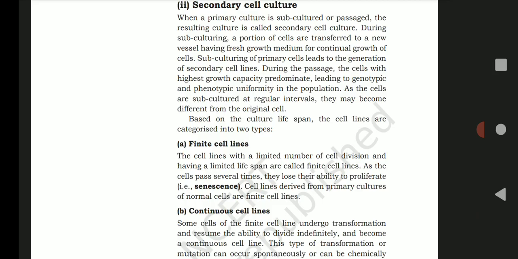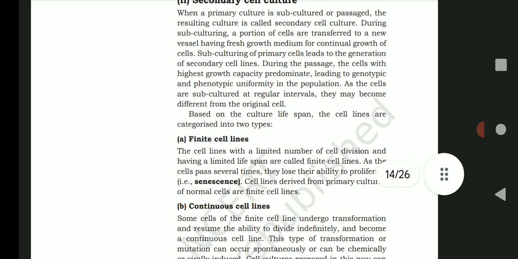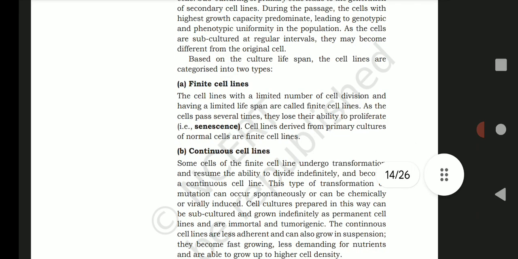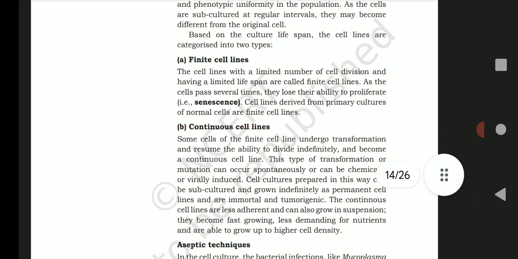These cell lines are derived from the primary cell culture. During the passage, the cells with the highest growth rate capacity predominate, leading to uniformity in the phenotype as well as in the genotype of these cells during the cell culture, that is, continuous cells in the continuous cell line.